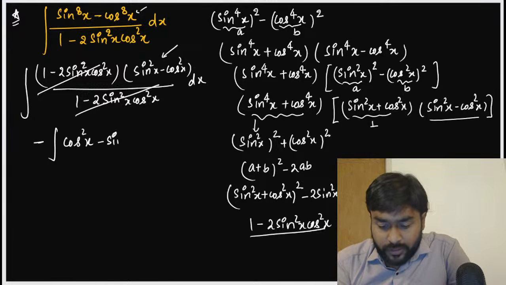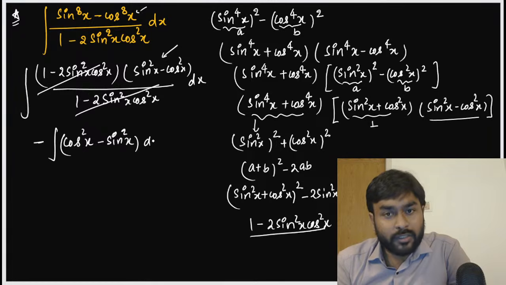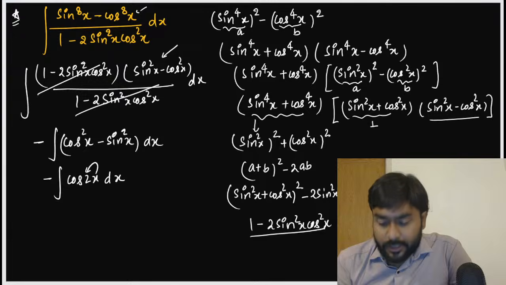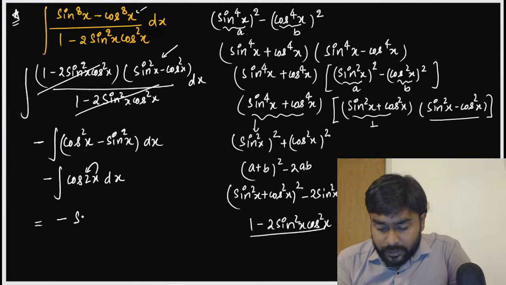Cos square x minus sin square x is the formula of cos 2x. That's why we took minus common. So cos 2x. Cos 2x integration is sin 2x, but I told you in the beginning, whatever is the coefficient of x, that we write in the denominator. So finally minus sin 2x by 2 plus c. That will be the answer for this one.